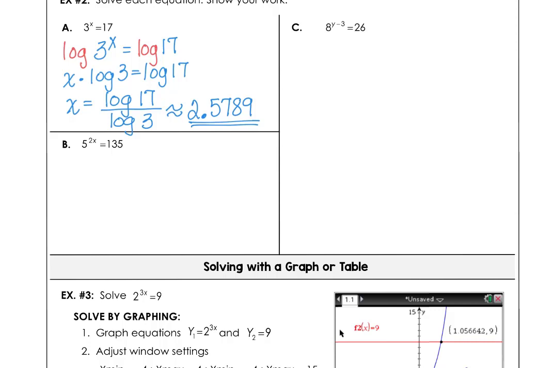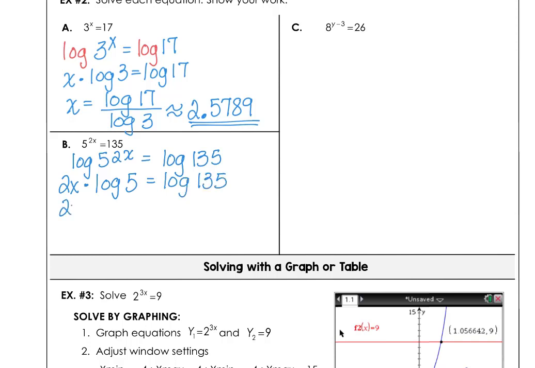So similar to part A, we want to take the log of 5 to the 2x, but if you take the log of the left, we need to take the log of the right. Then our 2x is going to be a factor in front of log of 5, and isolating the 2x term, we're going to have the log of 135 divided by the log of 5. And then to solve for x, we want to divide also here.